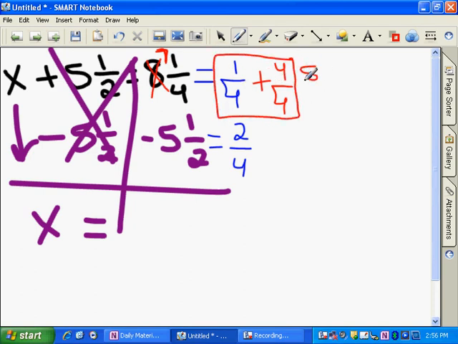Okay. 1/4 plus 4/4 is 5/4. 5/4 minus 2/4 is 3/4, and 7 minus 5 is 2. So the answer is x is equal to 2 3/4.